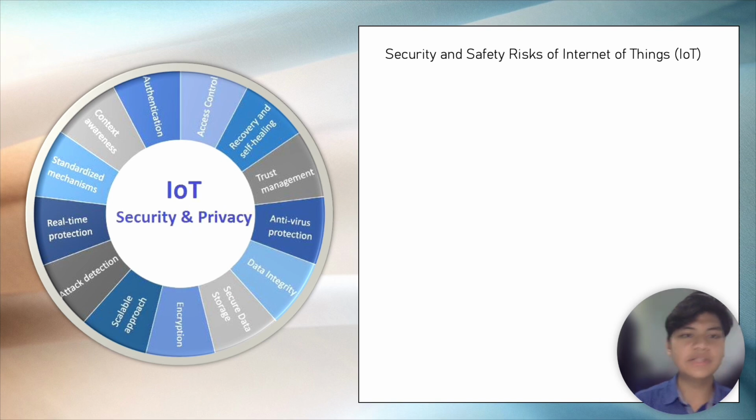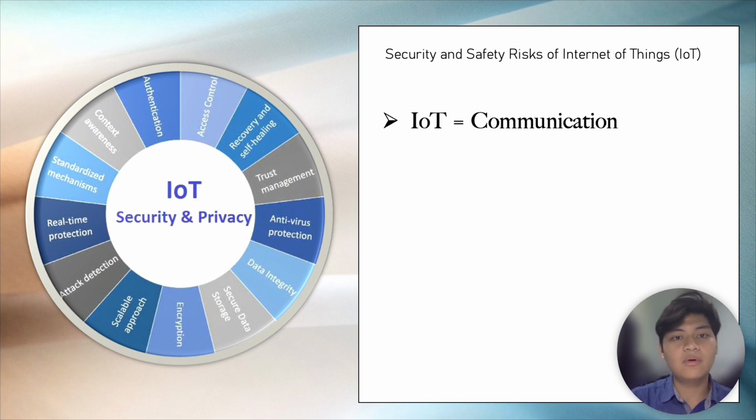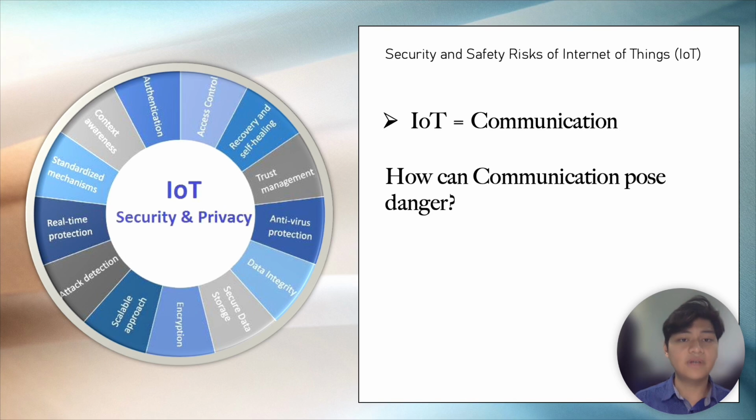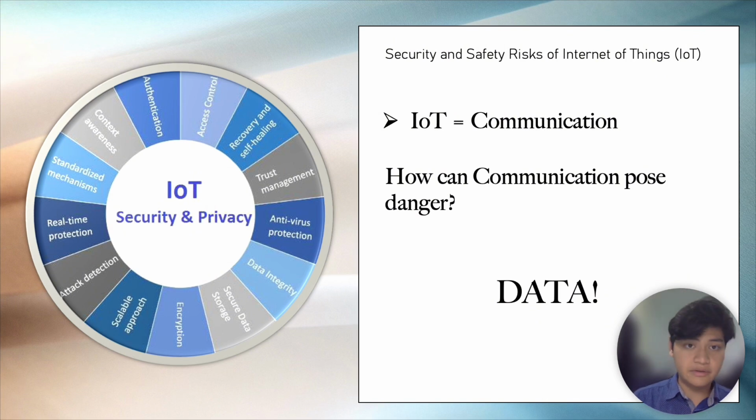Alright, so let's talk about a new theme, which is about security and safety risks of Internet of Things. So, how can Internet of Things be dangerous? Well, it's due to the fact that IoT is basically communication. And, well, how can communication pose danger? It can through data. Because when we are doing a transfer of data, or basically communication, this data can be taken, can be stolen by a third party, and it can be used for their own personal interest, which can be bad.